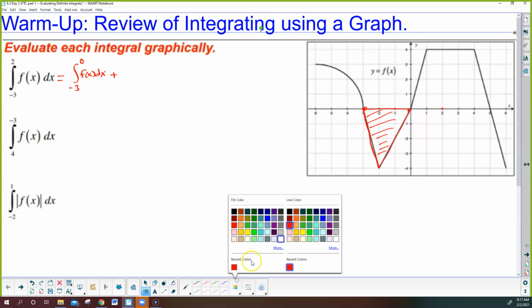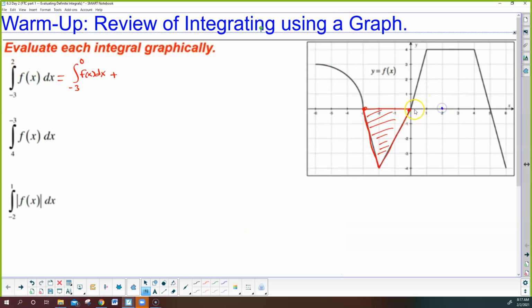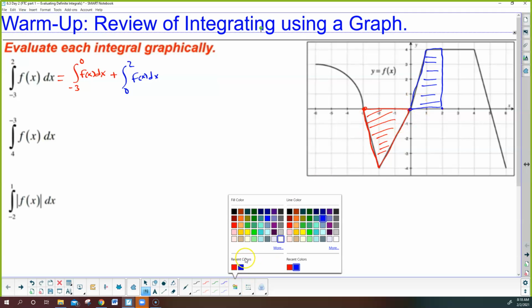And then we have to go all the way to 2. So I have to end at 2, but that means I have a new area that's above the x-axis. And we know that this area above the x-axis is going to be positive, but it goes from 0 to 2. So notice my bounds are still going all the way from -3 to 2, except we're broken apart by x equals 0, because that's a nice friendly divide. And then all you can do is find the area.